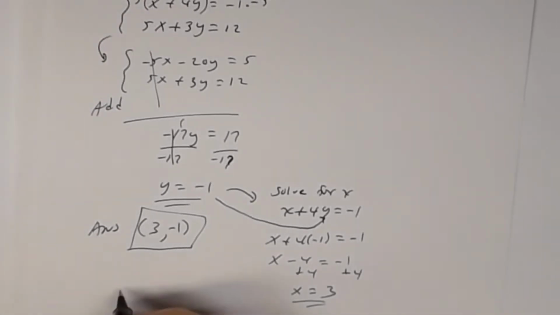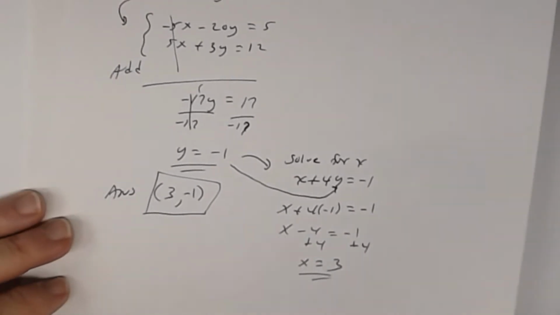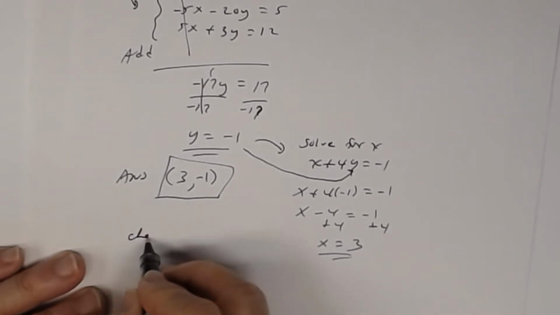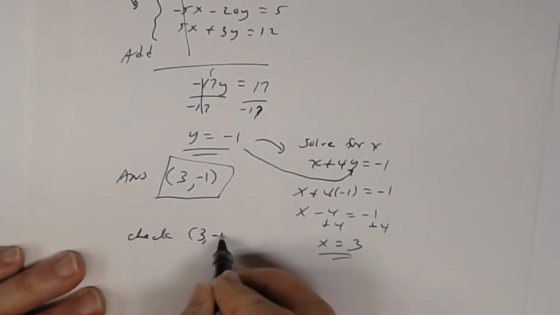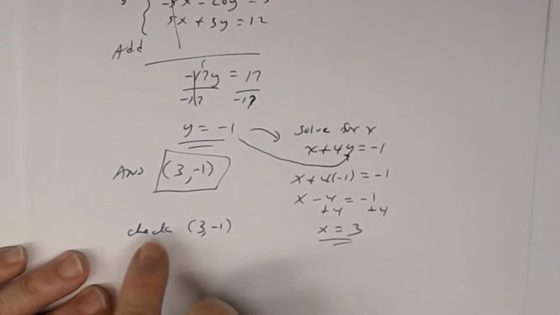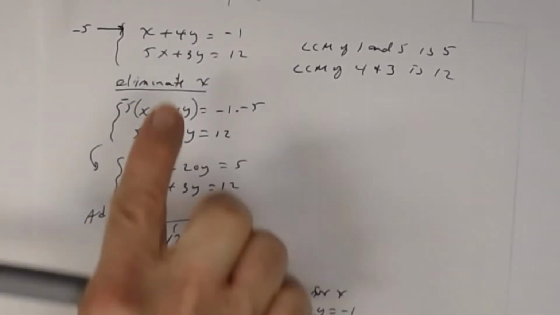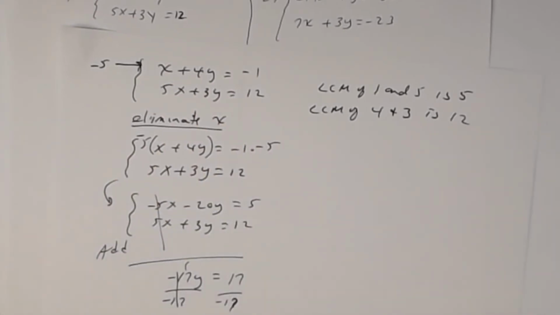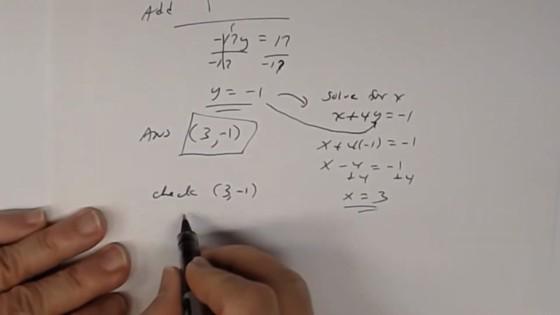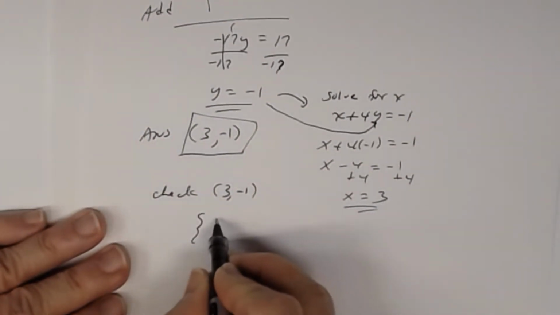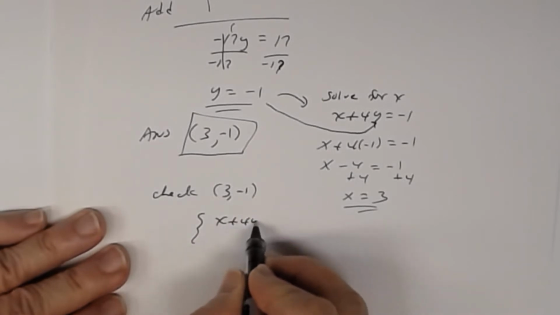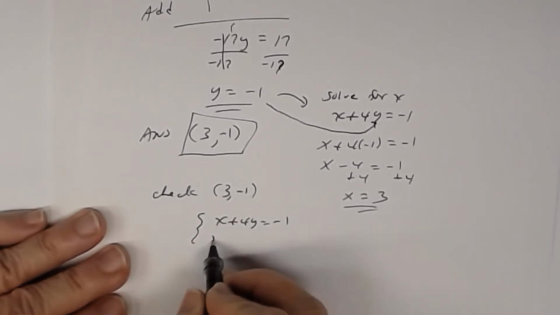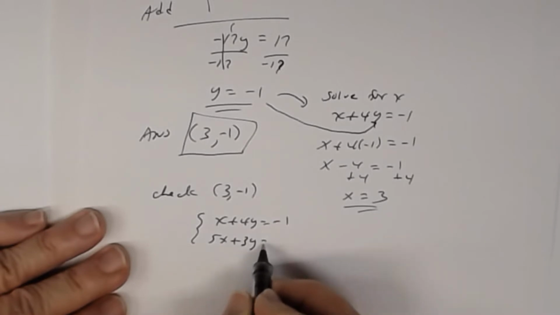And you can check it. Let's just check it real quick. Let's just make sure we did this correctly. So let's check 3, negative 1. So remember, when solving a system, you're finding the ordered pair that makes both of those true at the same time. Okay? So I'm going to rewrite the system. We have x plus 4y equal negative 1, and 5x plus 3y equal 12.